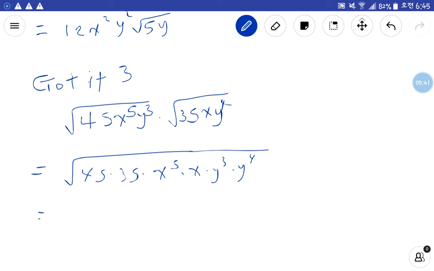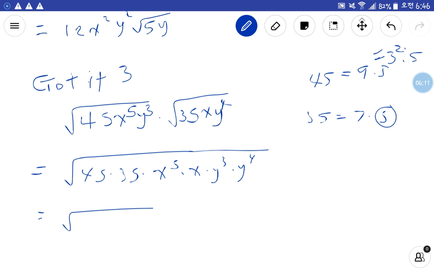Here guys, 45 and 35. Rather than writing down the product of 45 and 35, I would break that down to find what is going to be the common factor of them. So 45 is actually 9 times 5, right? And then 35 is 7 times 5. So from 9 times 5, I can put 3 squared and 5. And I already have a 5 here. So, 45 can be written as 3 squared and 5. 35 can be 7 times 5.